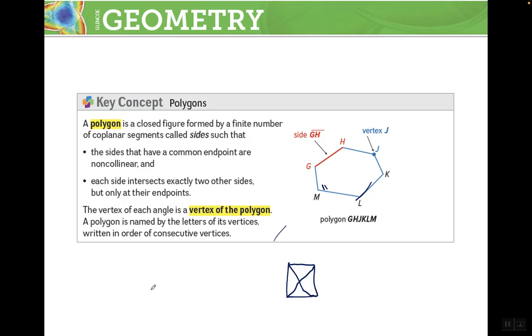Also, they're straight sides. There's no curves. So a common one people like is a heart, the shape of a heart. People sometimes forget that that's not technically a polygon. Or a circle. Circle is not a polygon. Okay.